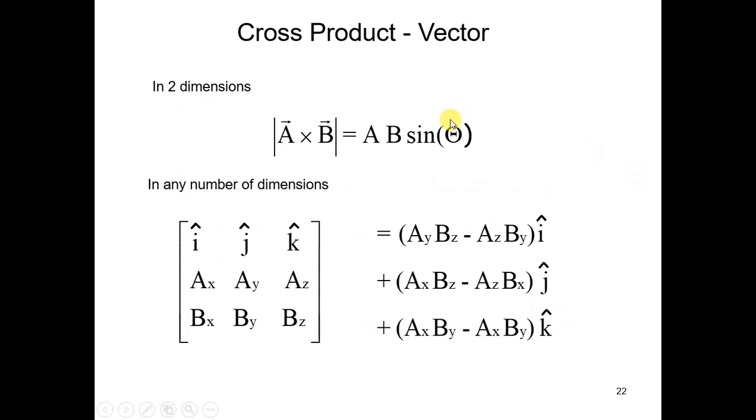Now see here, the cross product of vectors, a vector quantity, in two dimensions: a cross b is equal to ab sine theta. Now in any number of dimensions, suppose you have a matrix with i, j and k. At that time we get ax ay az and bx by bz, the two vectors. So i, j and k are our directions. To get the value of i, we need to do ay into bz minus by into az.